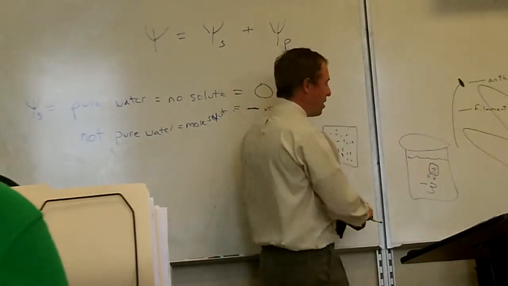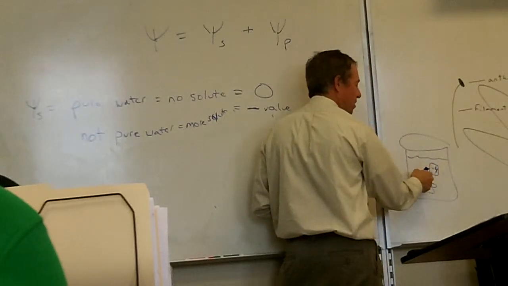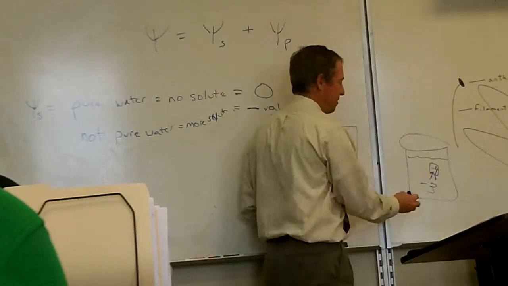If we drop in a cell that has a -4 water potential, it's going to go in. So it'll be -3, -3.